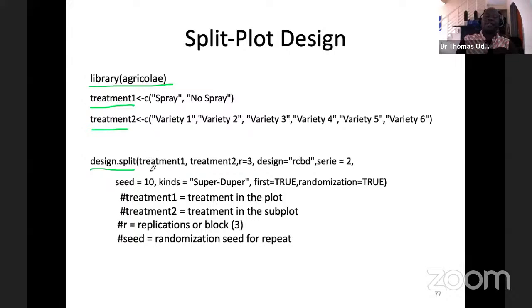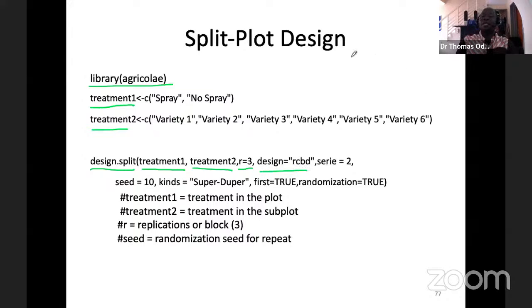And these are what you need in your function. You need to define the treatment that is going to be on the main plot, which in our case is spray or no spray. You need to define the treatment that's going to be on the subplot, which is our variety. You need to define the number of replications that you want to have. And then you need to define the design.